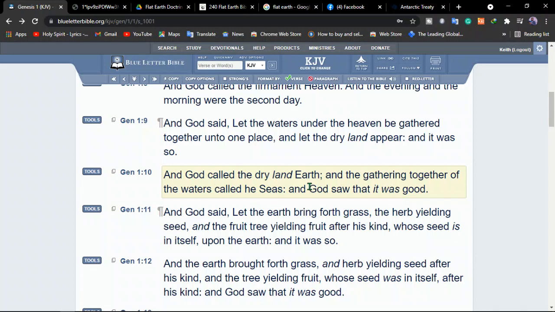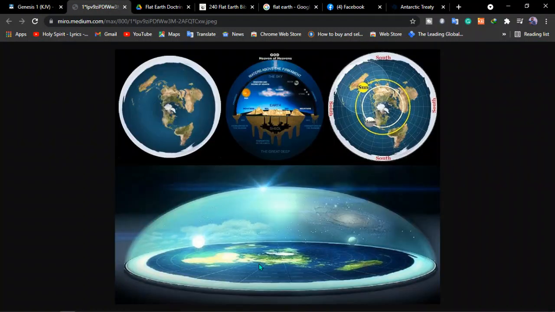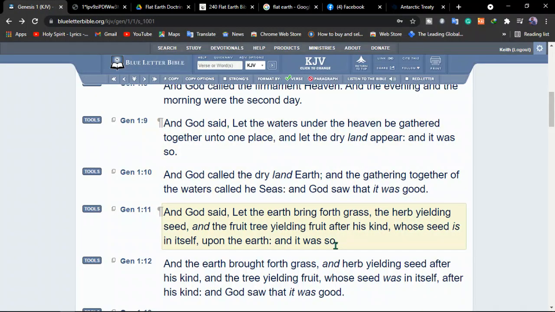And God called the dry land earth, and the gathering together of the waters called he seas. Do you hear about the seas? And God saw that it was good. And this is what we call the seas, the oceans here. And this is the high seas outside here, and this is the shallow seas towards where the dry land is. Making some sense? All right.